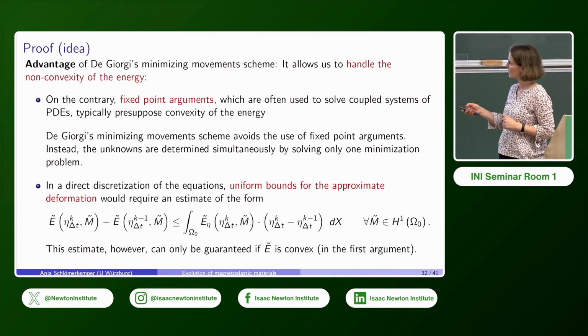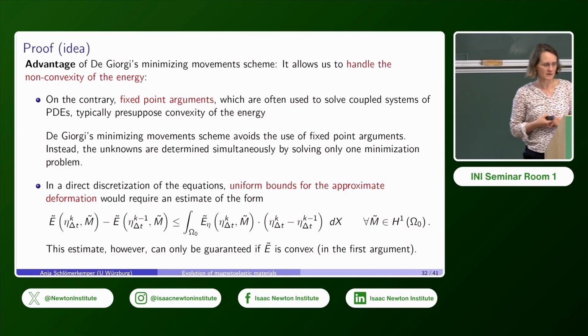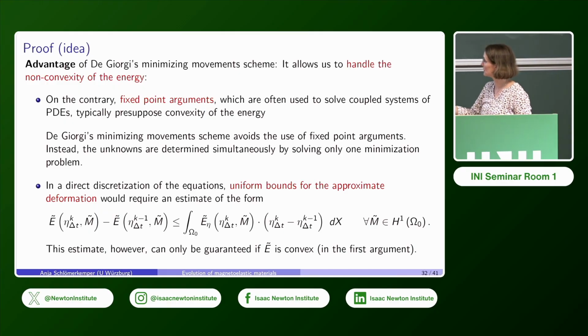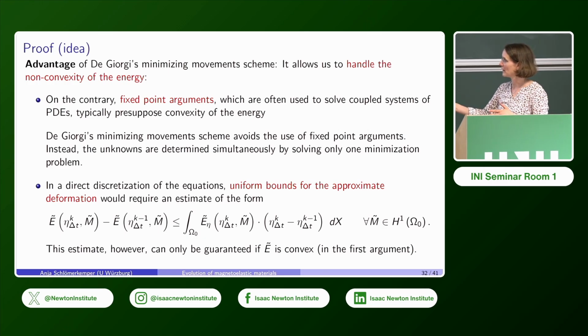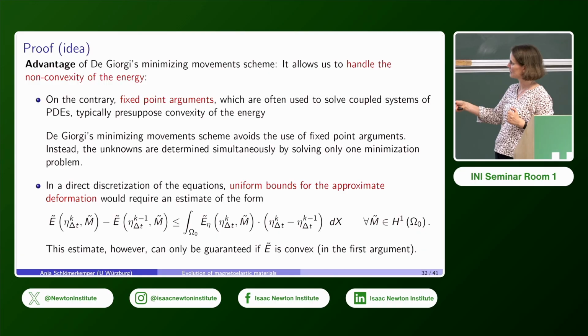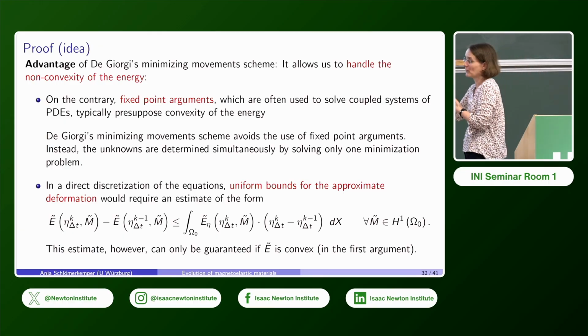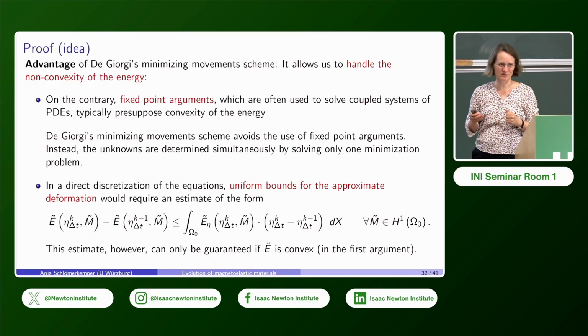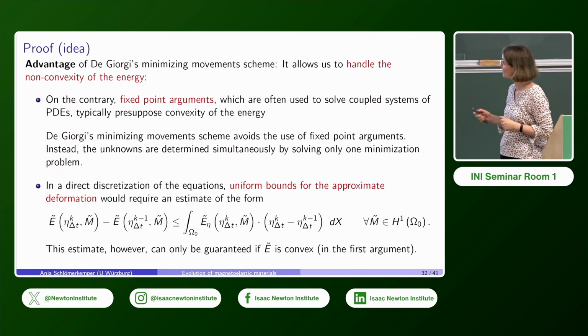Another aspect that we sort of avoid by that approach is that usually, in other approaches, when we come to the direct discretization of the equations, we need uniform bounds for the appropriate deformation. And so then we have some kind of estimates of this form, where we have the energy at step k, energy at step k minus 1, and then we want to estimate it by something here, depending on k and k minus 1. However, also for this one, we somehow need the convexity of the energy, which we try not to assume, and which we are able not to assume by this other approach.